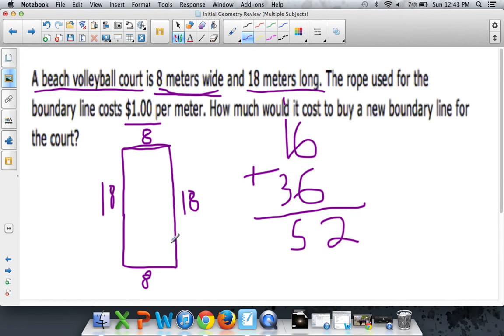And since the perimeter is 52 meters, and it's $1 per meter to create that boundary line, it's going to cost us $52. Or I'll just write the dollar sign. There you go. That's the answer. That wasn't so bad. You just had to figure out that you had to find the perimeter.